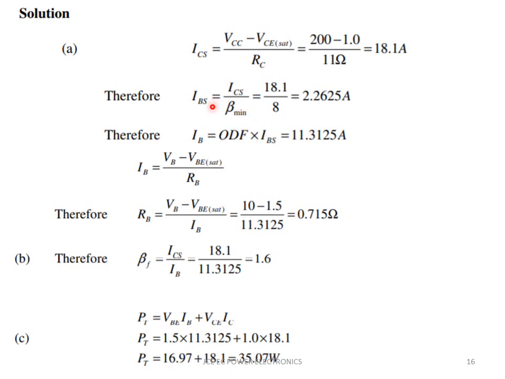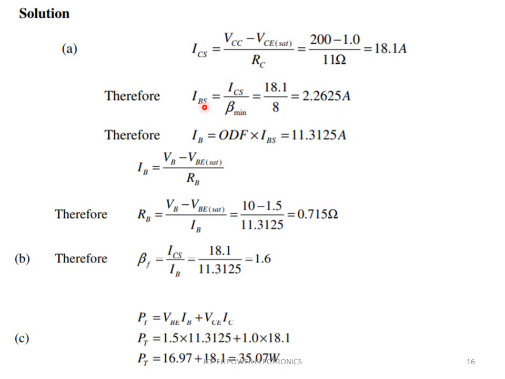IBS, again I use this formula, that is IBS equal to ICS upon beta minimum, right? Beta minimum you take as 8. ICS again I do not know. So to find ICS, I use this formula: (VCC minus VCE sat) upon RC. So I know VCC is 200, VCE sat is 1 and RC is 11. If I calculate this, I'll get ICS as 18.1 amperes. Substitute ICS as 18.1 divided by beta minimum, which is given as 8, and this will be equal to 2.265 amperes.